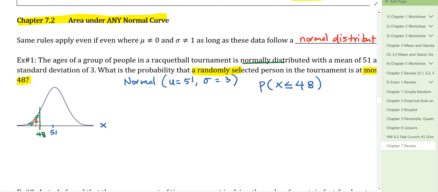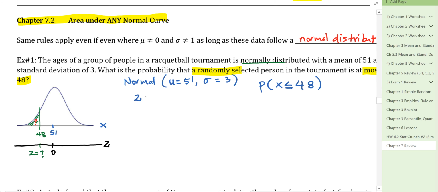We learned that a standard normal distribution has mean 0 and standard deviation 1, so let's convert to the standard normal. I'm going to draw another line here to represent the standard normal, which I'll call Z, with mean 0 and standard deviation 1. Now I'm going to convert that 48 to Z. Once I find that, I can use the standard normal like we did in 7.1 to find the probability. So step 1, let's convert to Z.